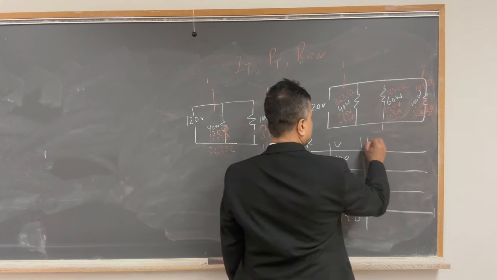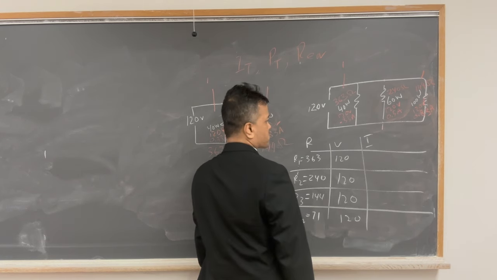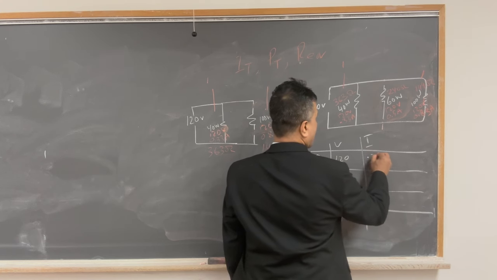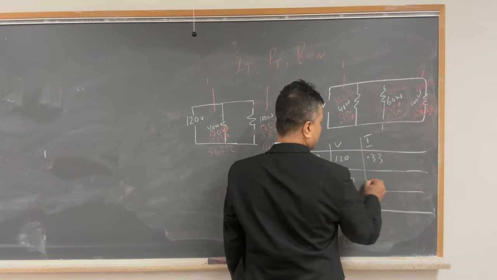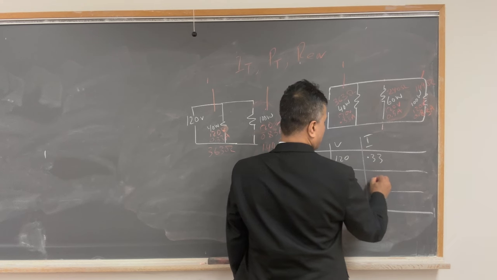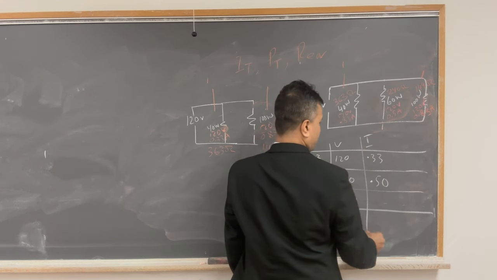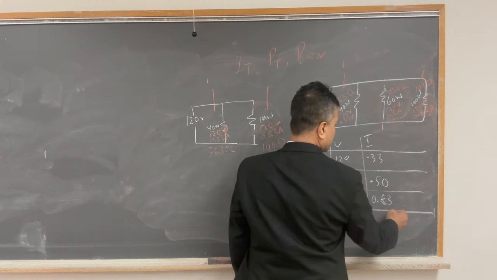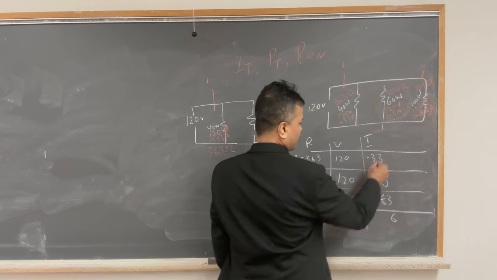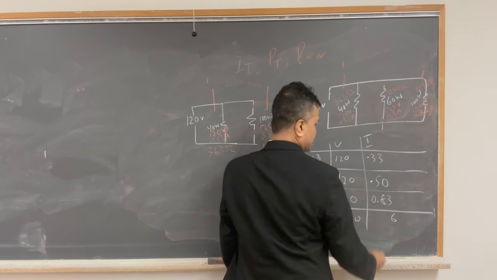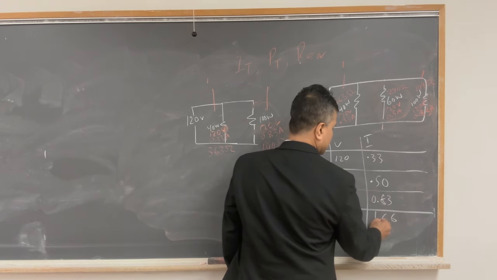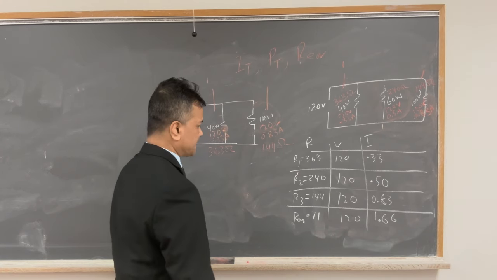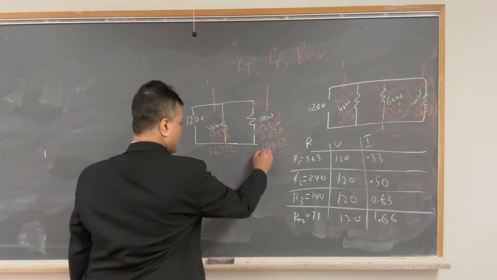Current. Okay. The current is, you see 0.33, you see 0.50, and you see 0.83. Okay, so you have 6, and you have 8, so 1.66. All right. So now let's do this one.